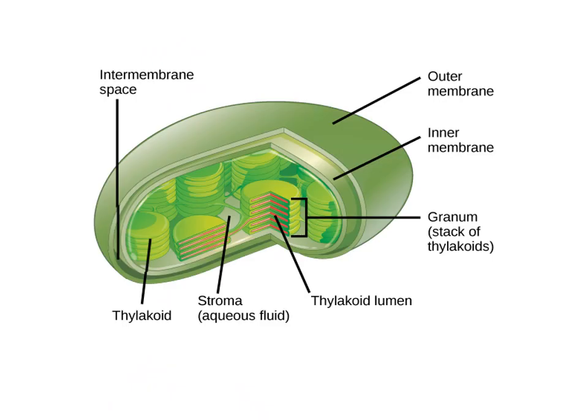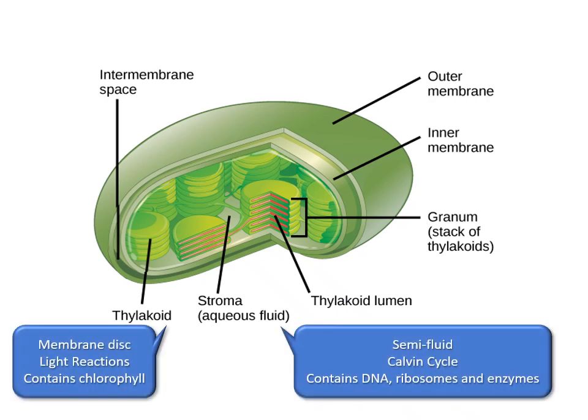Before we jump into the specifics, let's quickly recap chloroplast structure. Chloroplasts, like the mitochondria that we looked at in cellular respiration, have two membranes, and inside are filled with a semi-fluid substance called the stroma. This is where the Calvin cycle will take place, which we'll look at in another video. The light reactions will take place in these membrane discs called the thylakoids.